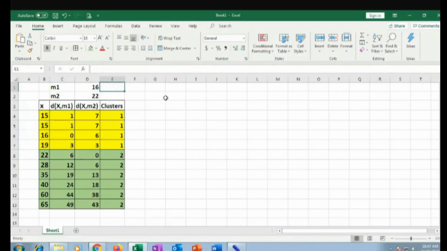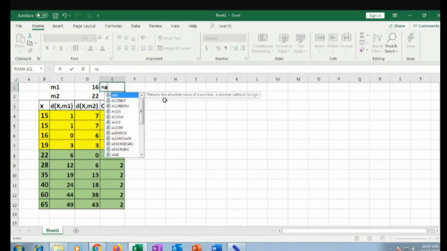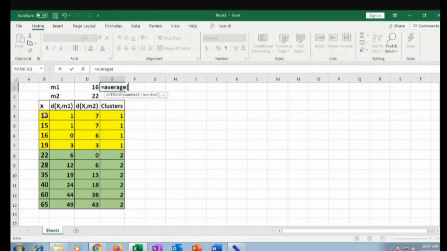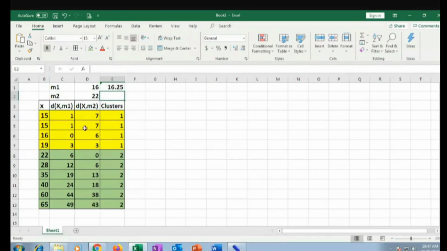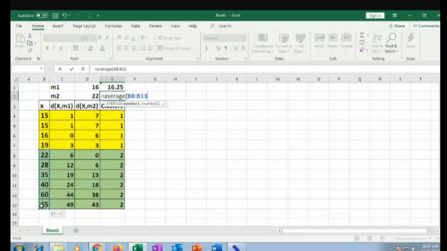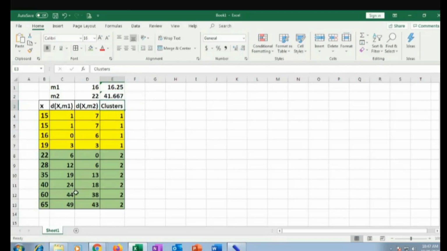So I will write it over here. It will be nothing but the average of how much? This one. Are you getting me? So it will be 16.25, and the new value of m2 will be what? Again, the average of these: 22, 28, 35, 40, 60, 65. So it will be around 40 to 41, so it will be 41 point something.